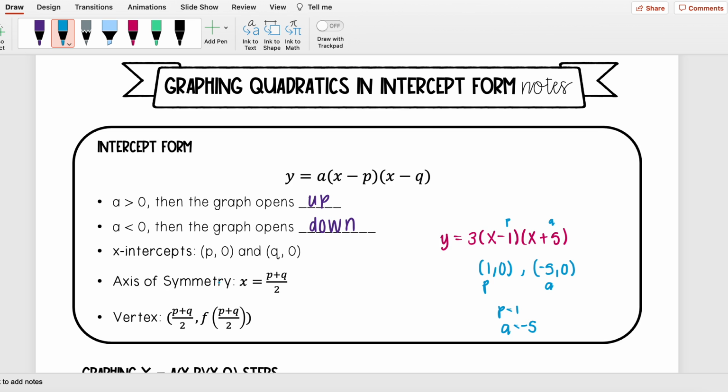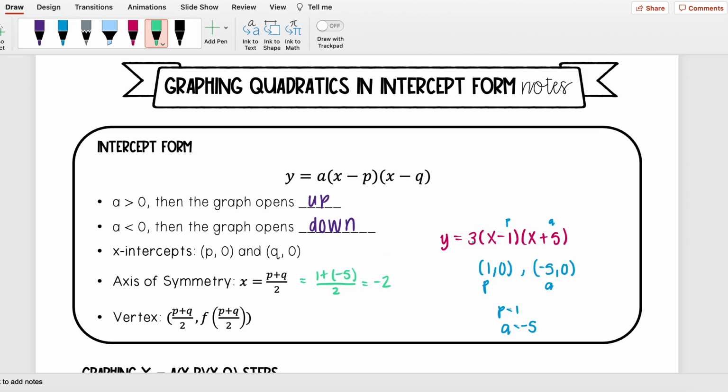And then from that p and q, we can find our axis of symmetry and vertex. So your axis of symmetry is going to be x is equal to (p plus q) divided by 2. So looking at this same example, my axis of symmetry would be p, which is 1, plus q, which is -5, divided by 2. Well, 1 minus 5 is -4. -4 divided by 2 is -2. And then for your vertex, your axis of symmetry is going to be your first coordinate, because that's what your x is equal to. To find your y value, you're just going to plug in -2 into the function.